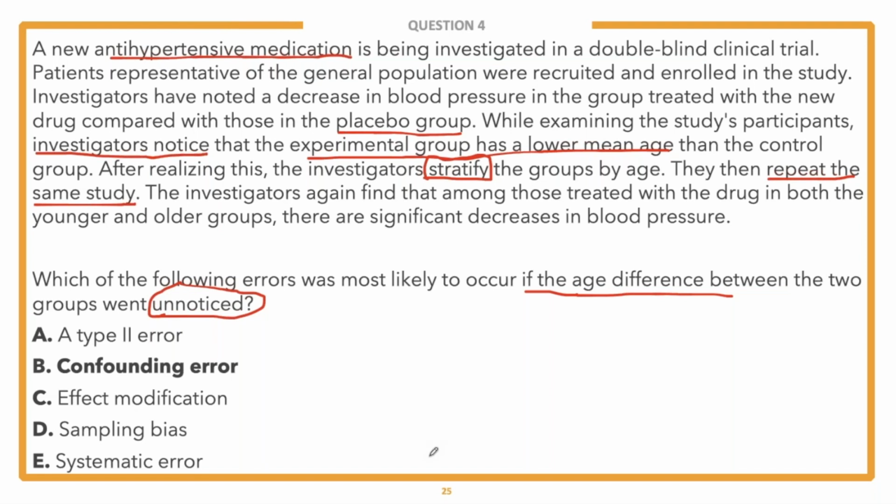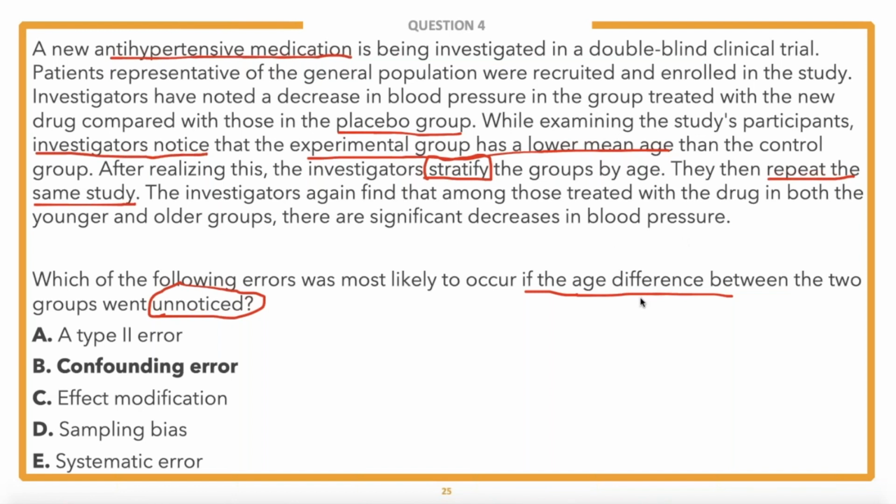And finally, A, type 2 error. The idea of type 2 error is thinking there is not a difference in a study when there actually is one. This usually happens due to a lack of power of a study. So what is power? Power is usually determined by the number of people in a study. The more people in a study, the more powerful the study, and the less likely a type 2 error is going to occur. In this case, they're not saying anything about there being only 10 people, or very few people, in the study.